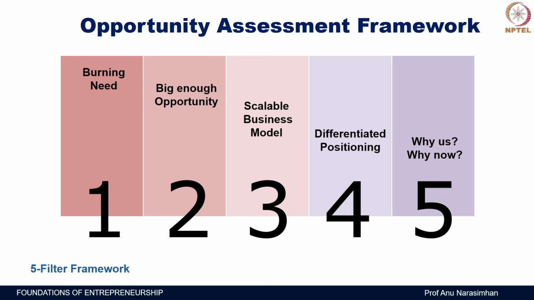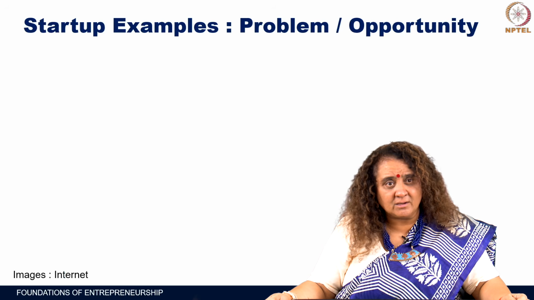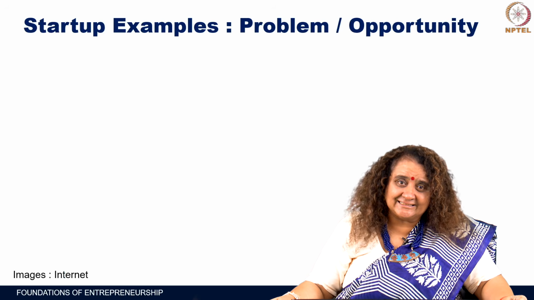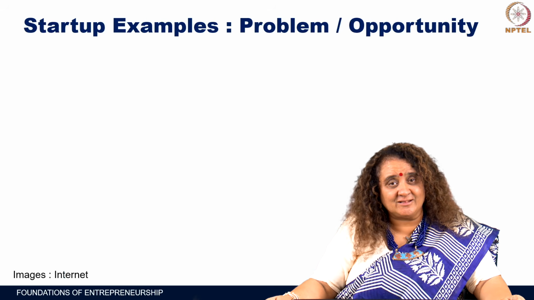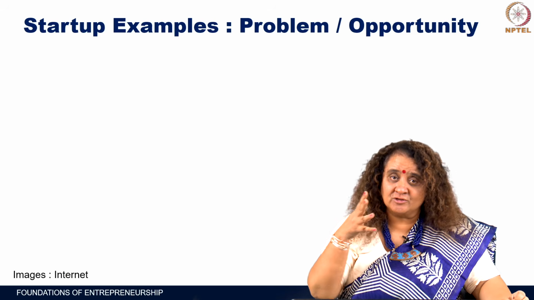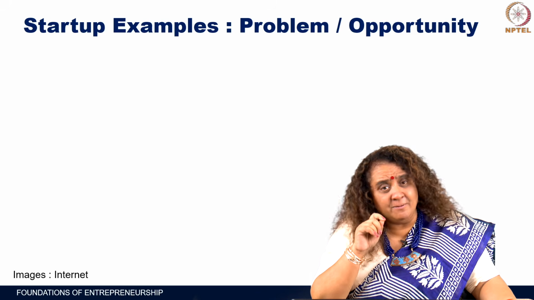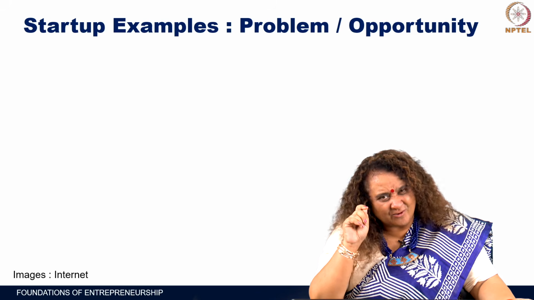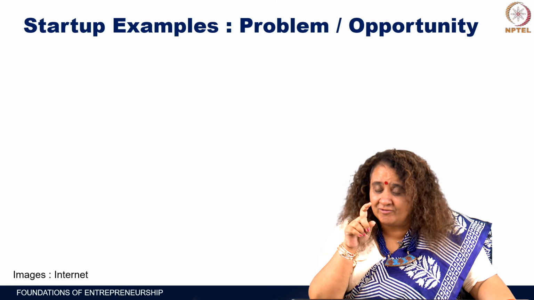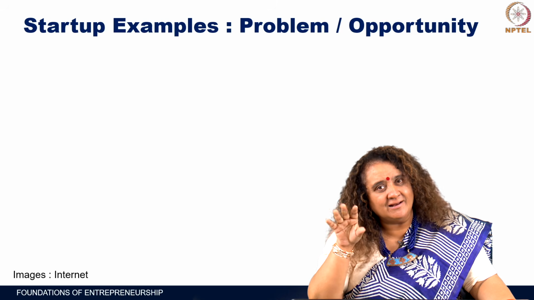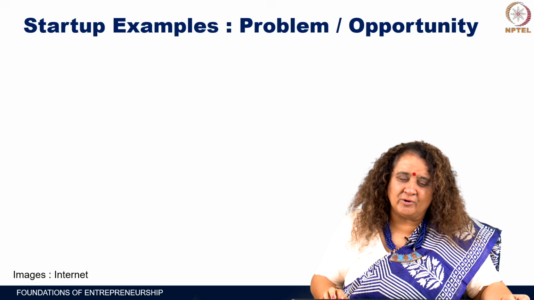So, this is a simple opportunity assessment framework, just called the 5 filter framework. I am going to end this lesson by helping you understand the difference between a problem and an opportunity. The reason I want to do this is because problems are easier to spot, opportunities are less easy to spot, but there is more money at a unit level, or sometimes more money at a total level, that is possible for a startup from an opportunity point of view.